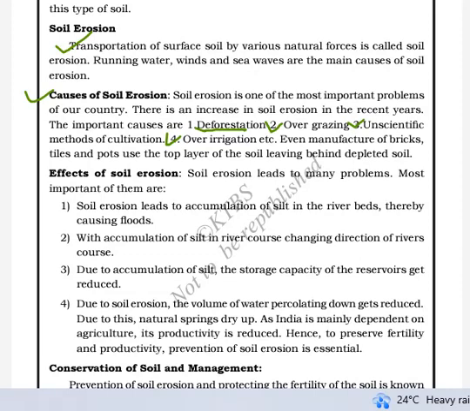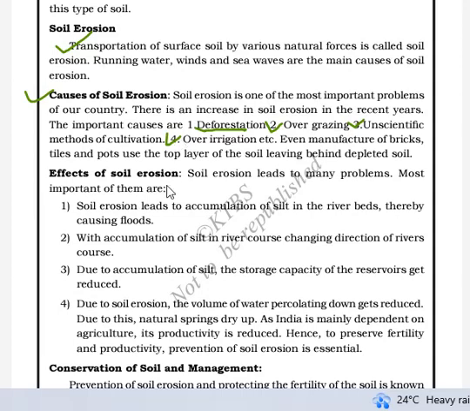Even manufacture of bricks, tiles, pots use the top layer of the soil, leaving behind depleted soil. You have seen in some places bricks are made. So how are bricks made? Bricks are made from soil. So the people over there will use the top layer, the fertile layer of the soil for making the bricks, and in that case also soil erosion will occur.